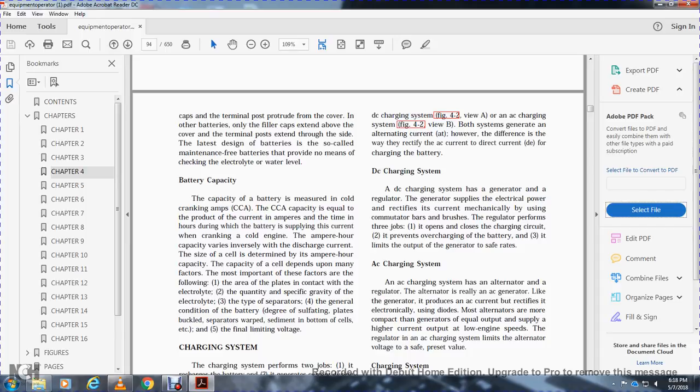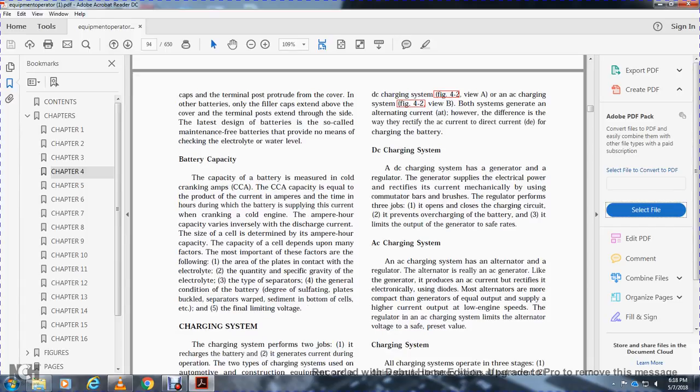The DC charging system has a generator with a regulator. The generator supplies electrical power, rectified with the mechanical loop, the commutator bar and brush. The regulator performs three jobs: it opens and closes the charging circuit to prevent overcharging of the battery, and it limits the output of the generator to safe rates.